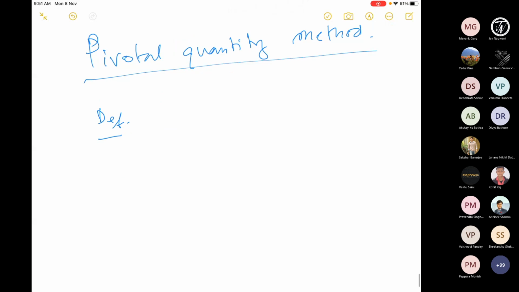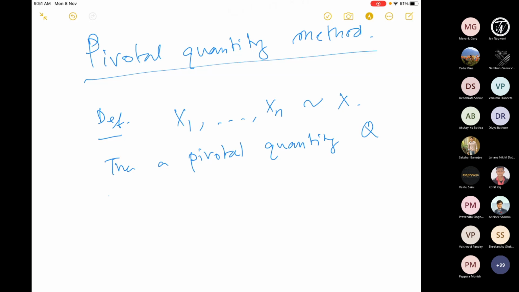So let's say I have x1, x2, xn. This is a random sample of size n from X with some density function f(x; theta). Then a pivotal quantity Q is a function. This is a very interesting function. This is a function of x1, x2, xn and theta. What is theta? The distribution is f(x; theta), and theta is the unknown parameter.